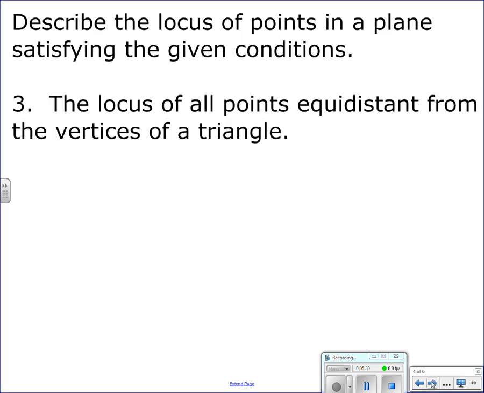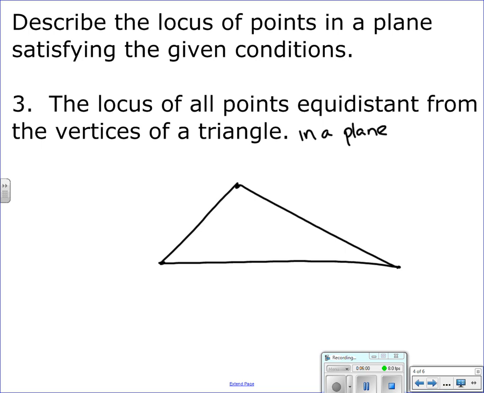All right, our last example. The locus of all points equidistant from the vertices of a triangle. And again, let's assume this is in a plane. So just thinking about my smartboard, vertices of a triangle. Okay, now this is where locus gets very challenging, because we kind of expect you guys to use all of your knowledge of everything we've talked about in geometry. So locus of all points, so basically the set of all points equidistant from all three vertices.